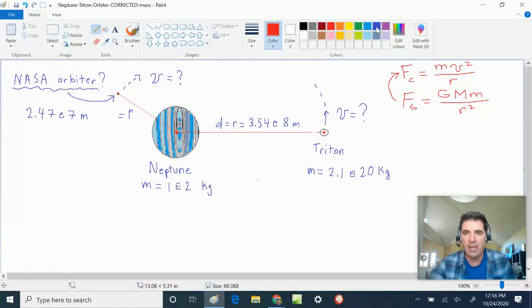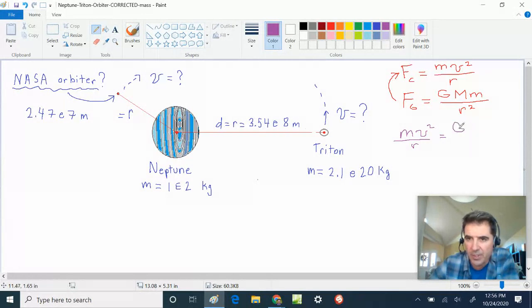So let's go ahead, I'm going to change this to purple to kind of combine the equations. Let's look at what happens if we make Fc equal to Fg, because it's the truth. I mean, Fc is equal to Fg because they're the same thing. The force of gravity is causing this centripetal force, so they are actually the same thing. So I'm going to rewrite this like this. The mass of Triton, which is going at this velocity squared, divided by the radius of the orbit, is equal to this one, which is the universal gravitational constant, times the mass of Neptune, times the mass of Triton, divided by the radius of the orbit.